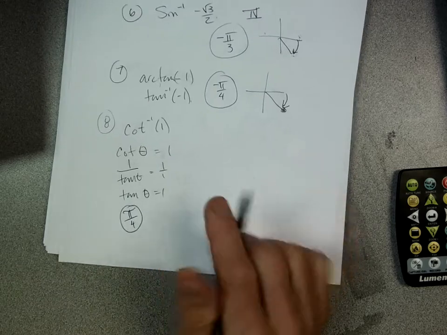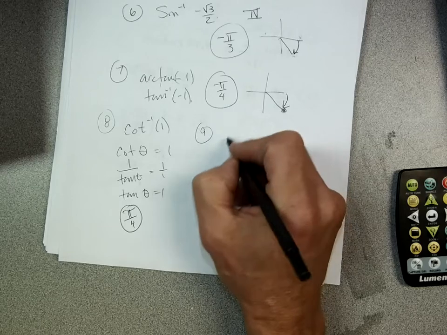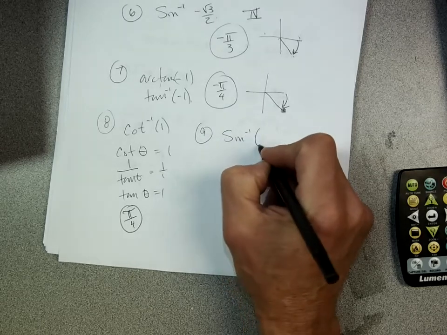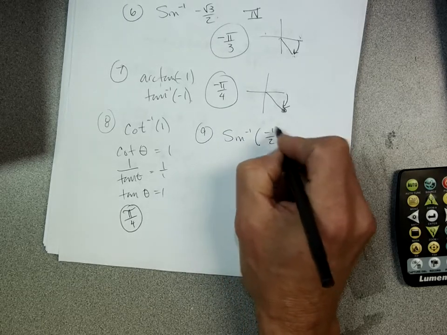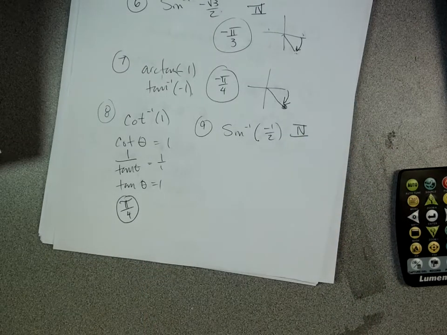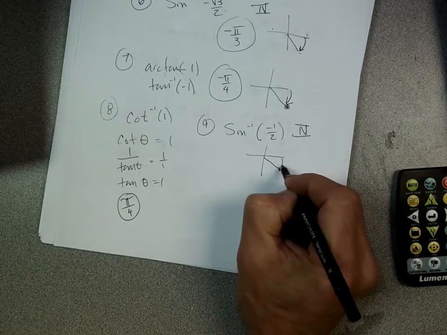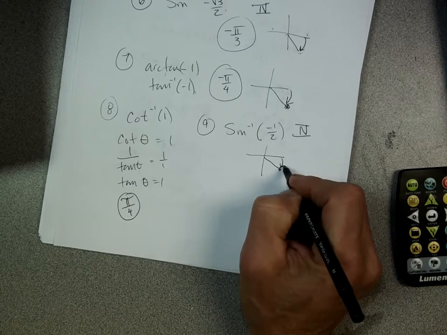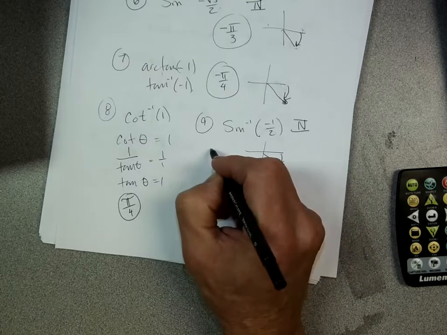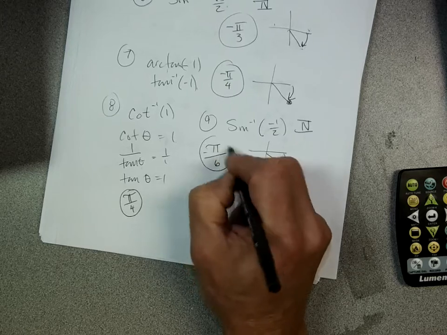Number 9, sine inverse of negative 1 half. Okay, again, we're going to find that in quadrant 4. All right, so sine inverse of negative 1 half is a y value, and it's at 11 pi over 6, 330 degrees, or, and if you look at it, let's go down to it. Let's really call it negative pi over 6. So theta is negative pi over 6.